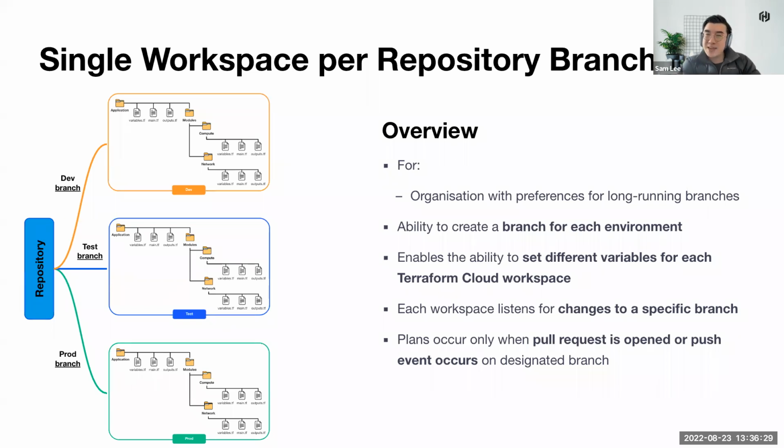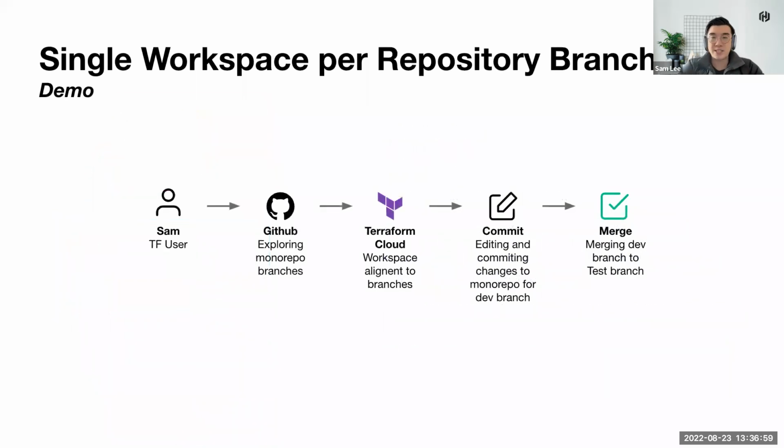Each workspace is going to be listening to a specific branch for change. That means your Terraform plan will only occur when a pull request has been opened or when a push event has occurred on the designated branch. But you might be thinking, hey, Sam, what if we want to promote changes between the different stages? With that said, it's just a simple matter of opening a pull request against the state branch that you want to merge into. So from dev to test, all you need to do is merge those dev changes into your test branch. So let's take a look at what this is going to look like.